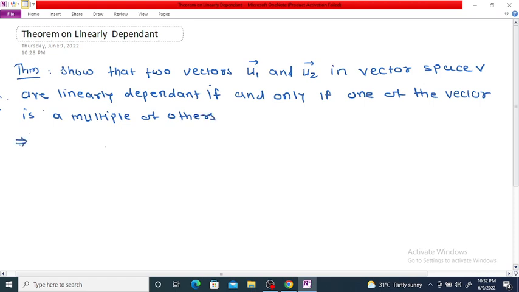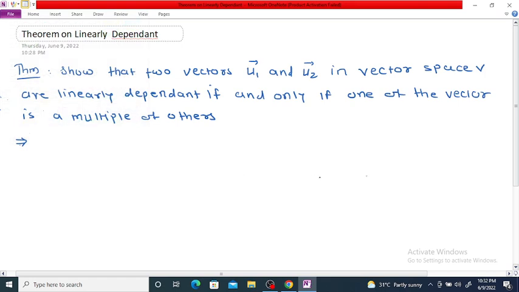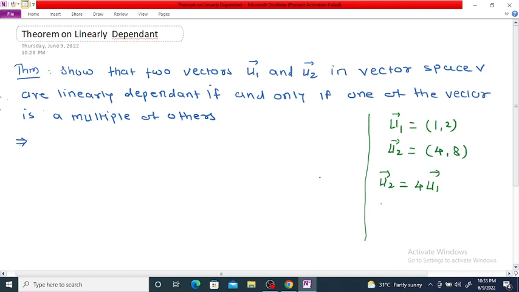So first we are going to prove the necessary part. First of all, we are going to take one example. Take u1 bar is equal to (1, 2) and u2 bar is equal to (4, 8). These two vectors are linearly dependent, and we can write u2 bar is equal to 4 times u1 bar, because (4, 8) is equal to 4 times (1, 2).